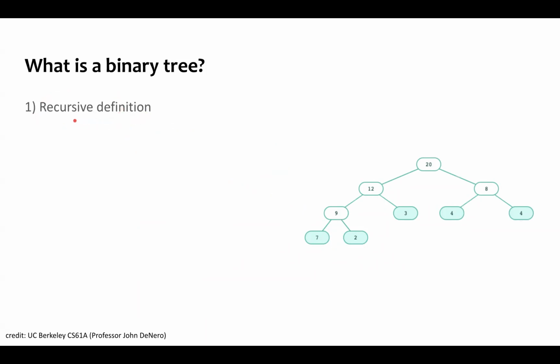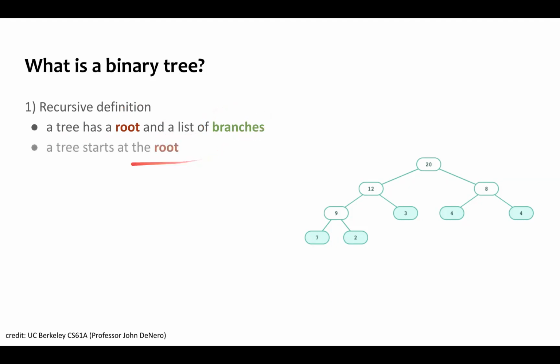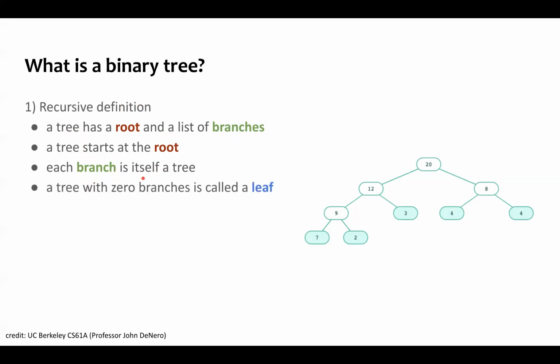I mentioned this definition in one of our previous lectures. We'll talk about this again here. A tree has a root and a list of branches. And a tree starts at the root. And each branch is itself a tree. So we are defining a tree using trees. So a tree is connected to another tree. A tree with 0 branches is called a leaf. So these green nodes are called leaves.